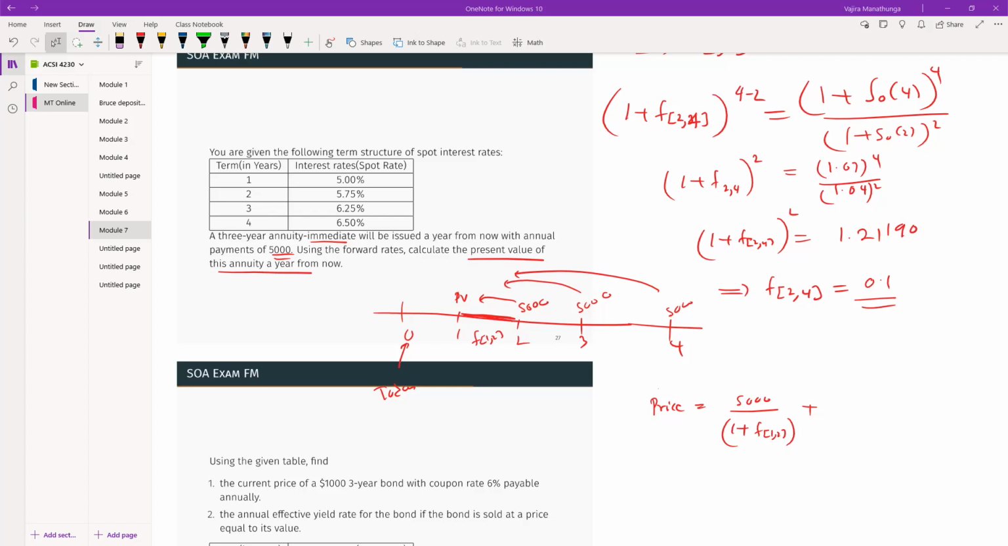Calculate the present value of this annuity a year from now. So you can use that one, and then for the next one, you need to know the 1 plus F13. And then for the next one, you need to know the 1 plus F14. So basically now the question is, what are these rates?